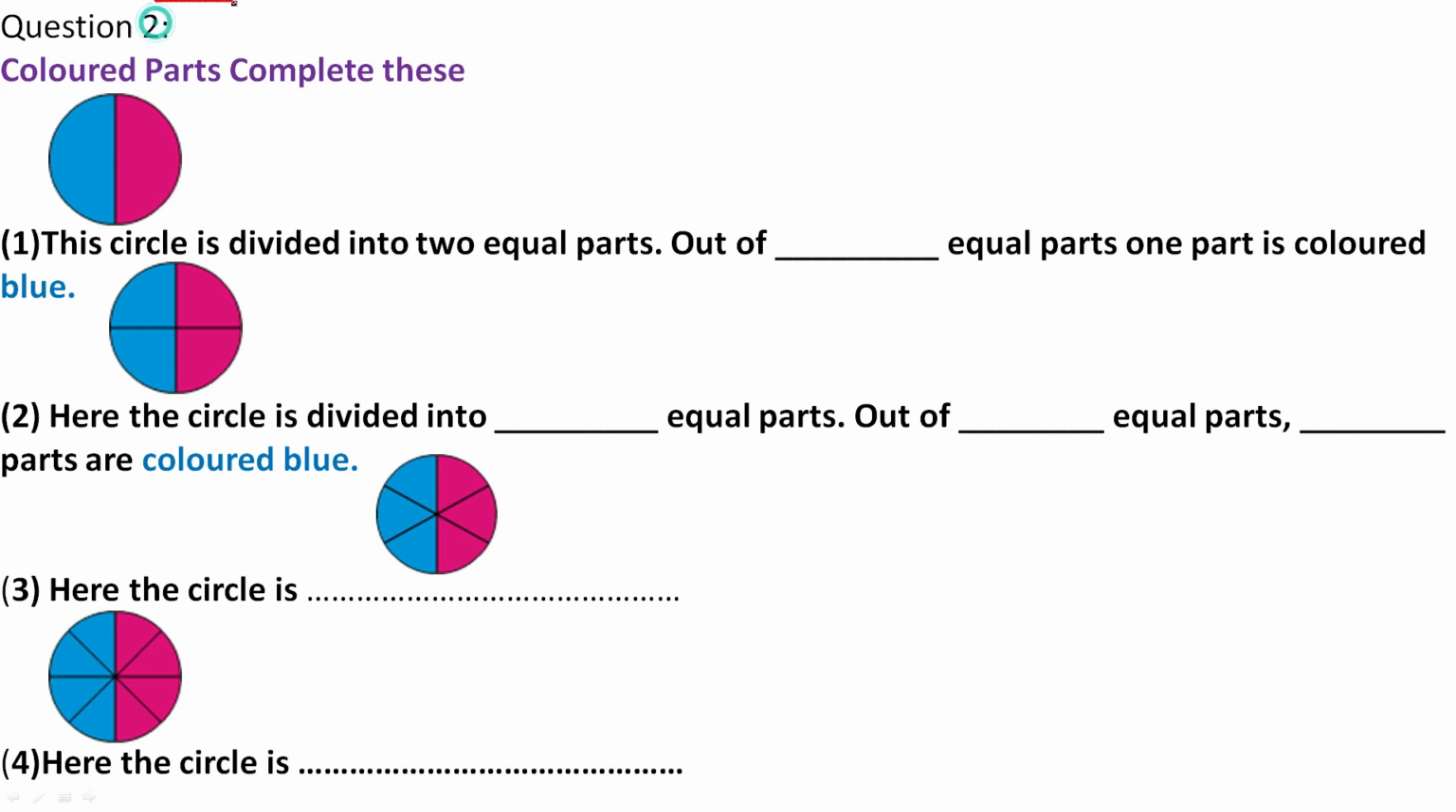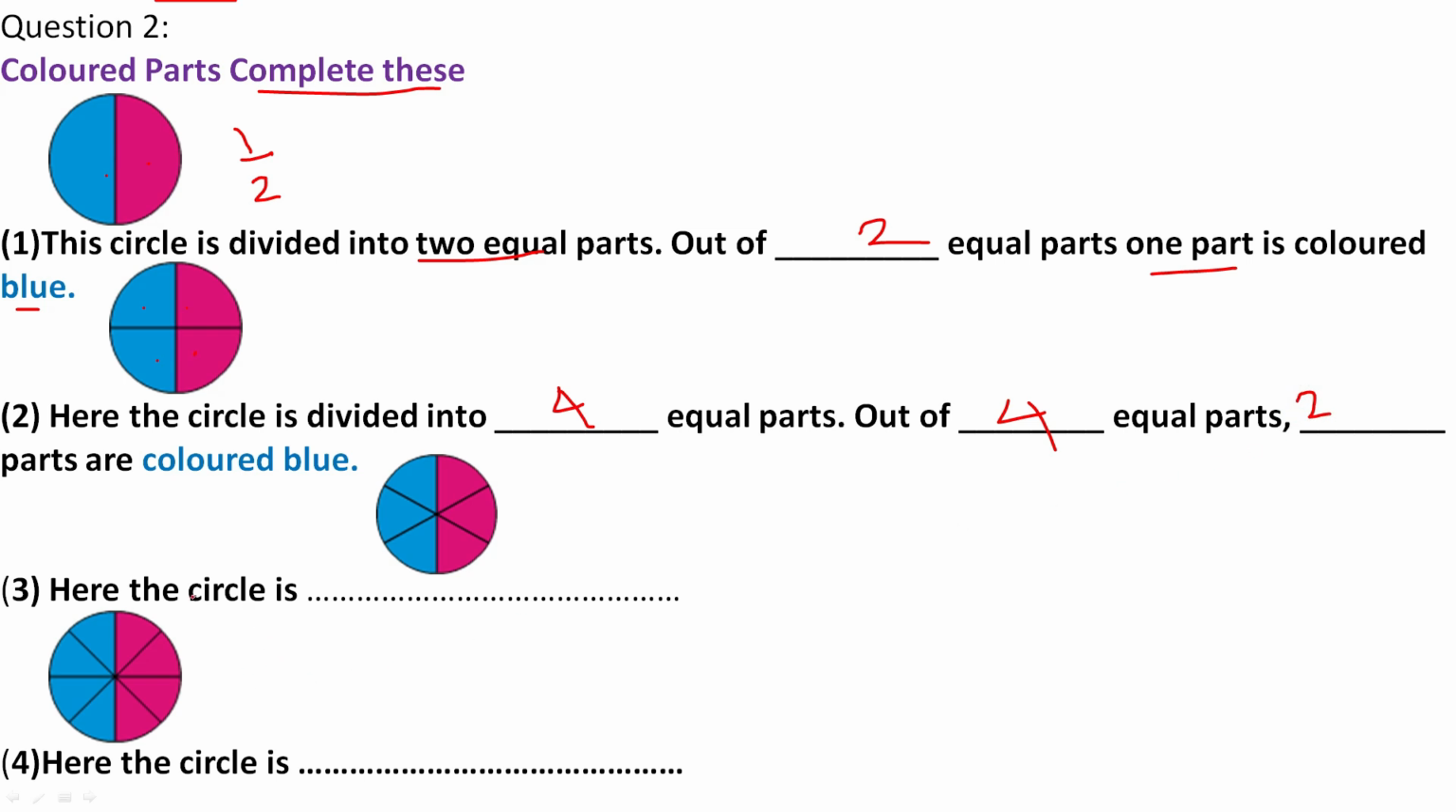Colored parts, complete this. This circle is divided into two equal parts. Out of two equal parts, one part is colored blue. Out of two, one is colored blue. Here the circle is divided into 1, 2, 3, 4 equal parts. Out of 4 equal parts, 2 parts are colored blue.